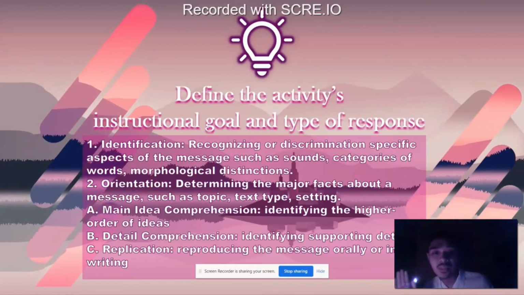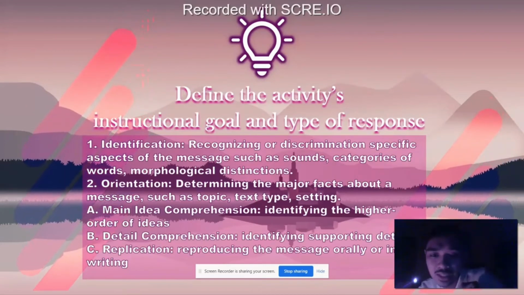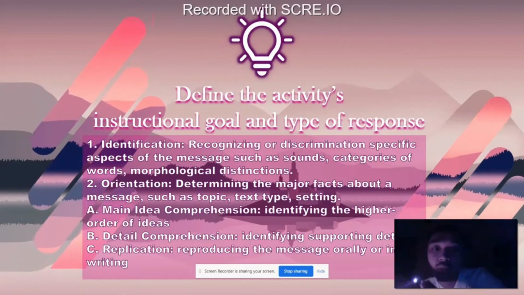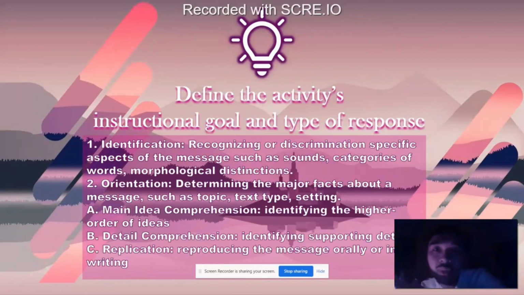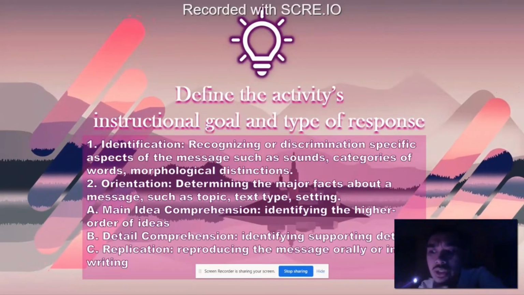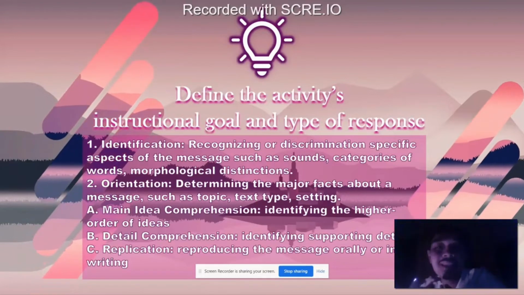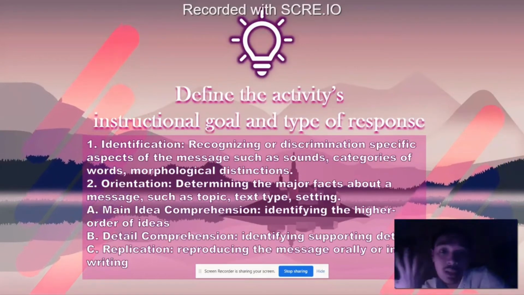And the next goal, with three branches, is the orientation, which, hopefully, after the listening activity, we can determine the major facts about a message, such as topic, text type, and setting, because nobody just wants to listen to an activity and not get anything from it. There must be an essence that was gained from the listening activity.